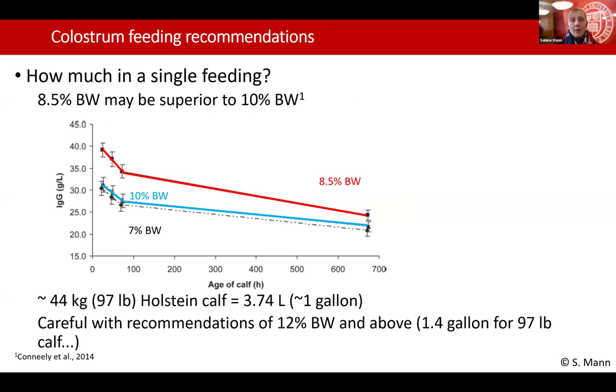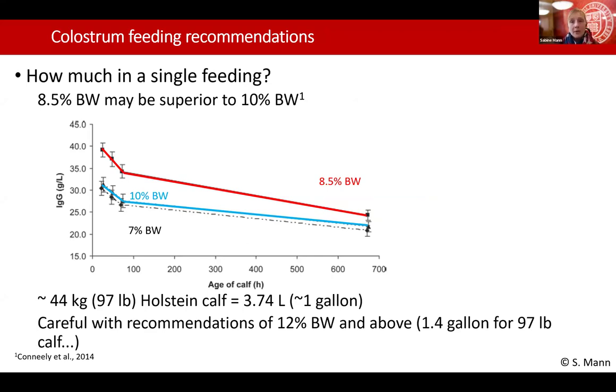We think there is some benefit to paying attention to how much we feed at a single feeding. And from data that we have available in the literature, it would suggest that feeding about 8.5% of the calf's body weight may be better than feeding 10% of body weight. And in this case, if you're looking at a 97-pound Holstein calf, on average, that's about a gallon for the 8.5%. So that's about what we normally feed.